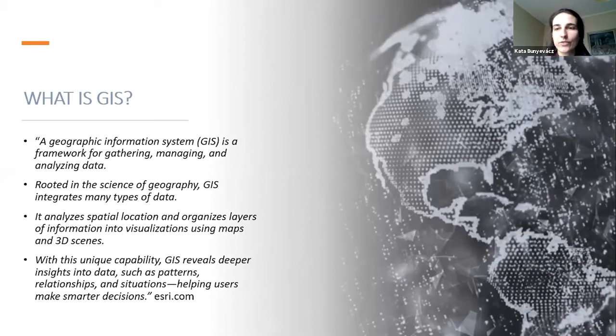Rooted in the science of geography, GIS integrates many types of data. It analyzes spatial location and organizes layers of information into visualizations using maps and 3D scenes. With this unique capability, GIS reveals deeper insight into data, such as patterns, relationships, and situations, helping users make smarter decisions.